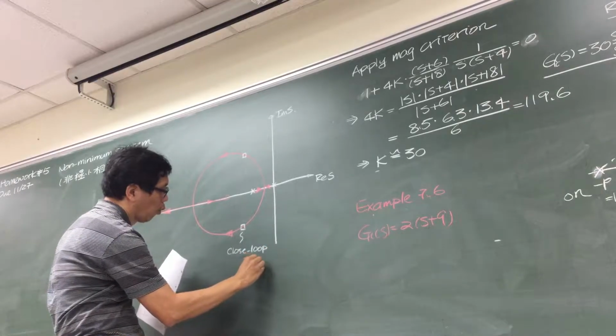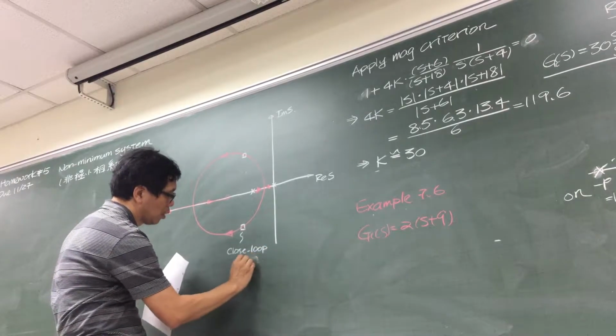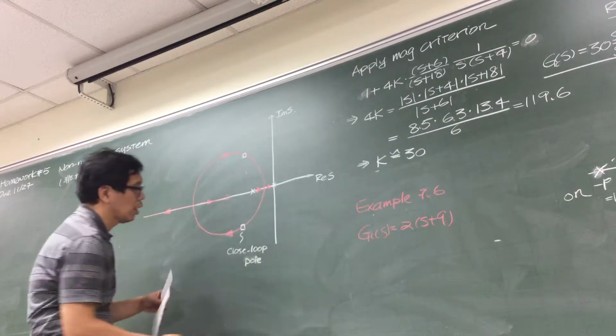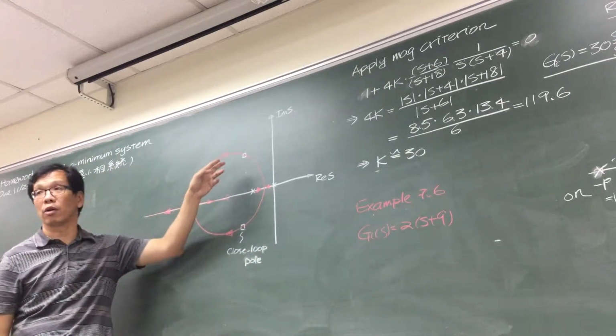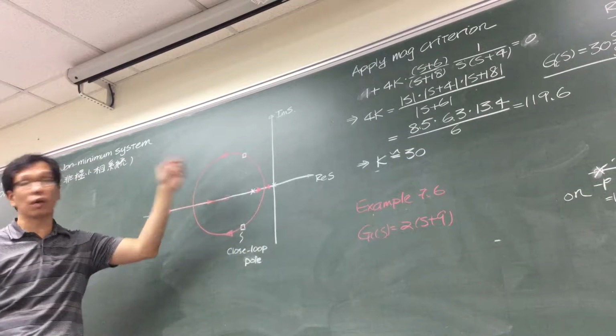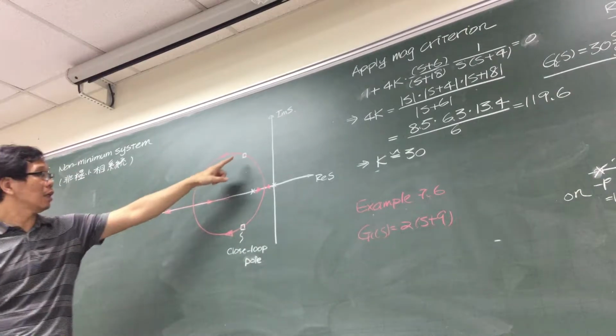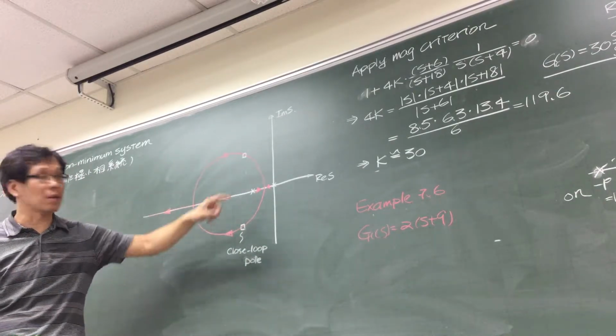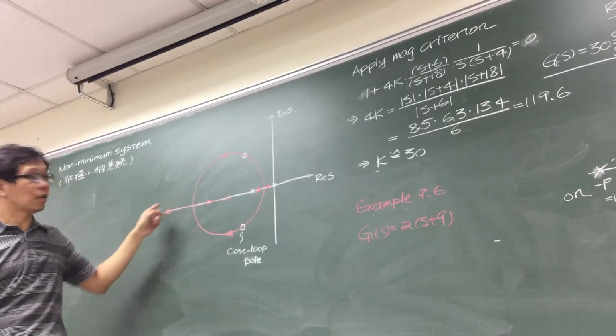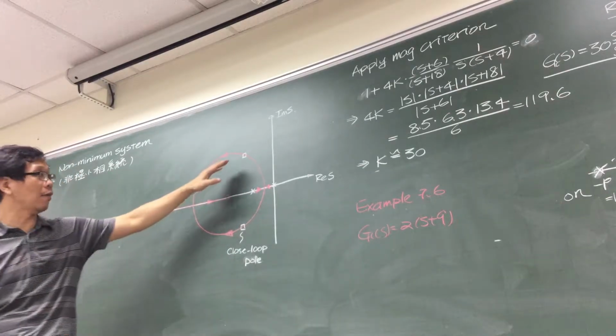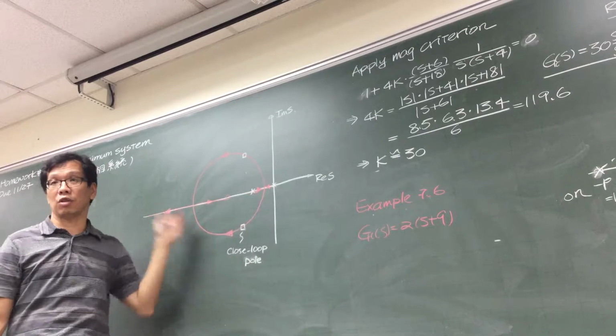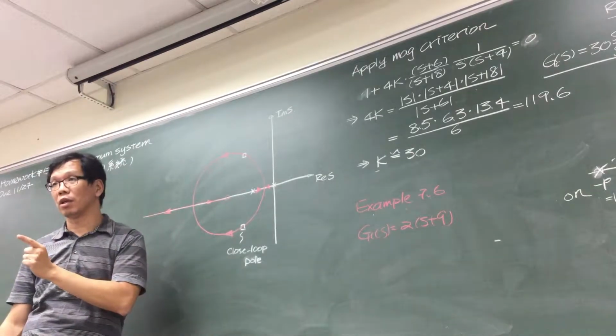Okay? So when you place your closed loop pole, and this is your locus, keep in mind those 2 points must lie on the locus. If you do not have those 2 on the trajectory, you're doing something wrong.